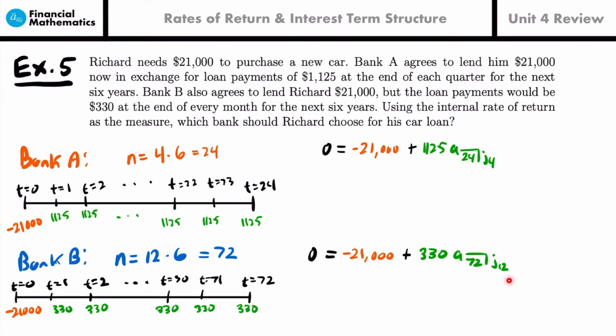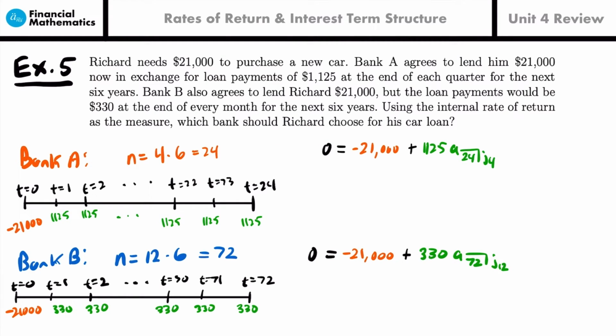Okay, so that's why it's J sub 12. So this is a setup for Bank A, and this is a setup for Bank B. Now what we want to do is calculate these interest rates. Now, they're not going to be annual effective rates. We will need to convert them to annual effective rates, and those will be the internal rates of return that we end up comparing to determine which bank Richard should choose.